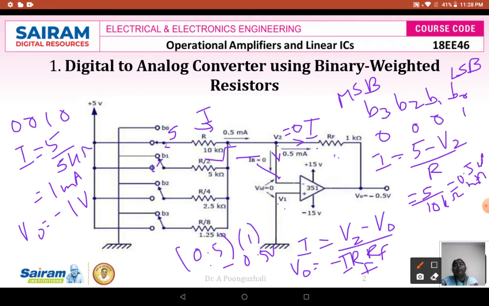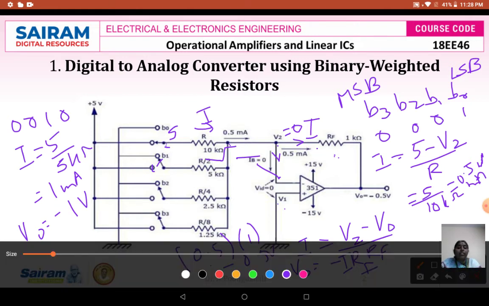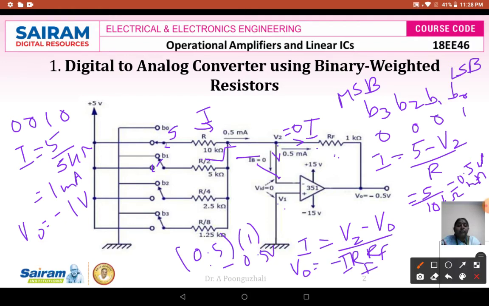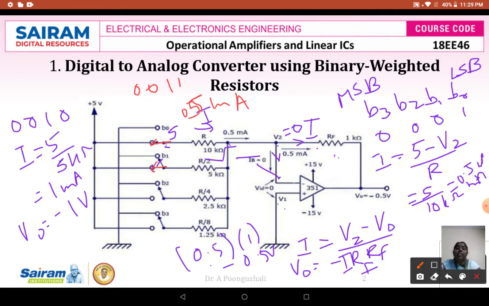Now if I consider the input to be 0, 0, 1, 1, that means my B0 is also connected to 5 volts, and my B1 is also connected to 5 volts. Because of this 5 volts, I am going to have a current of 0.5 milliamps flowing through this resistance, and the current flowing through the other resistance is going to be 1 milliamp. So these two currents combine, and at the output I will have 1.5 milliamps of current.